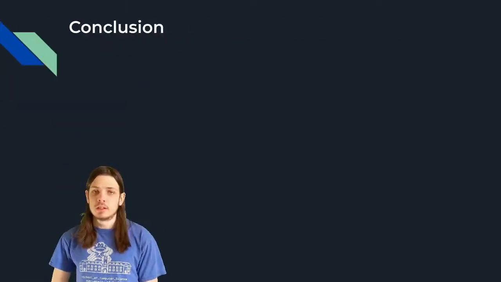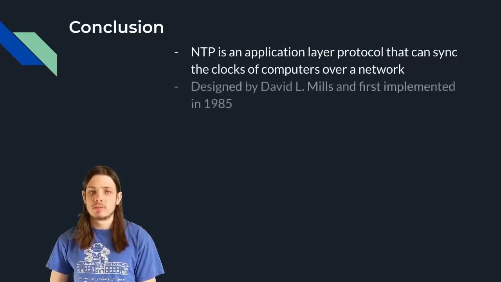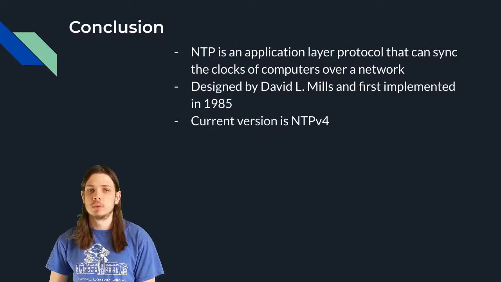And that's NTP. To sum up the key takeaways, Network Time Protocol is an application layer protocol that can sync the clocks of computers over a network. NTP was designed by David L. Mills and was first implemented in 1985. The current version is NTP v4.